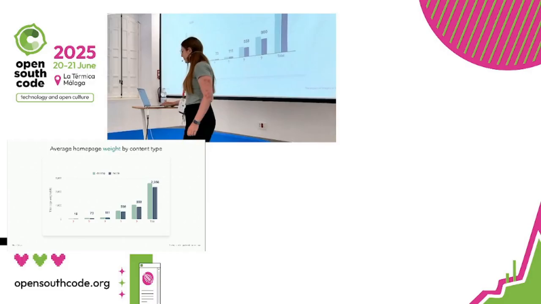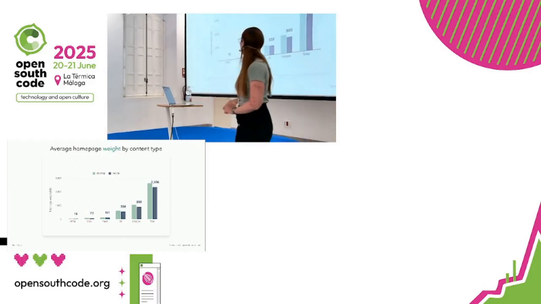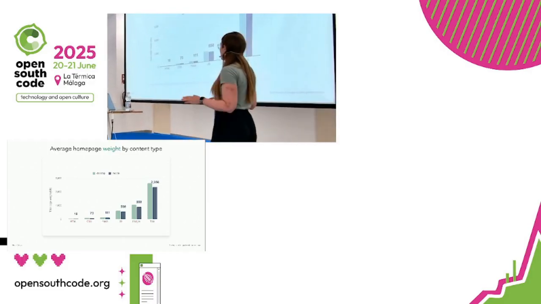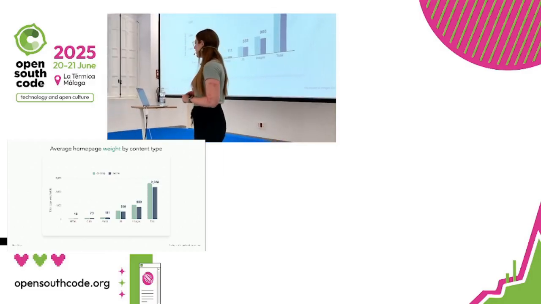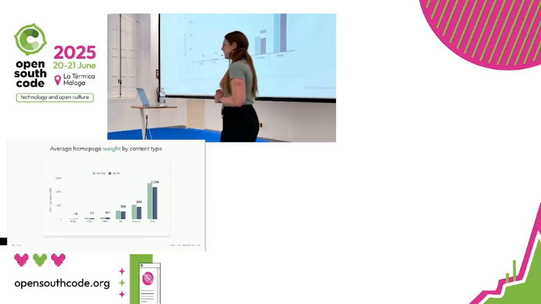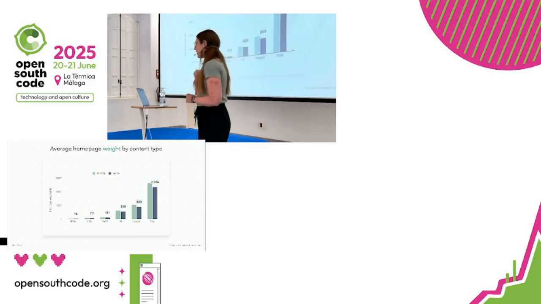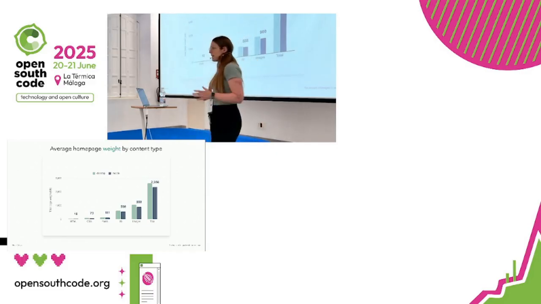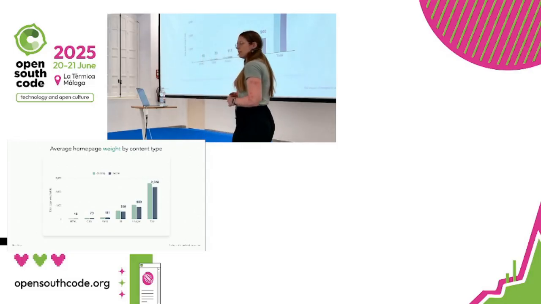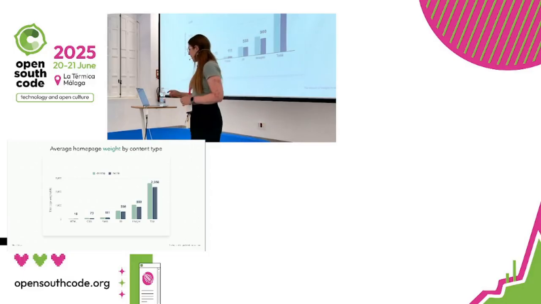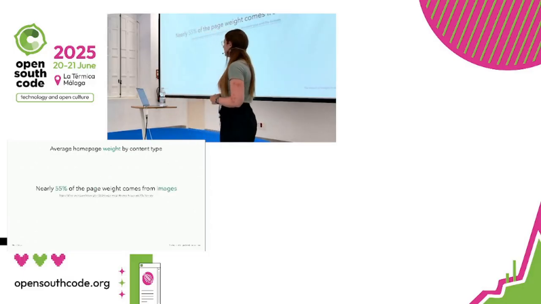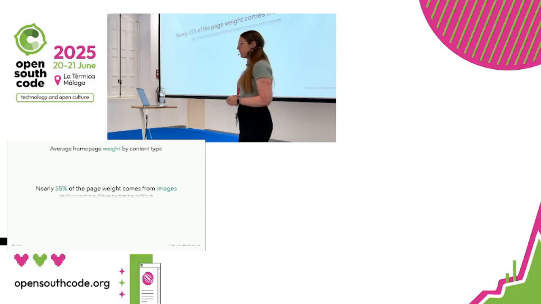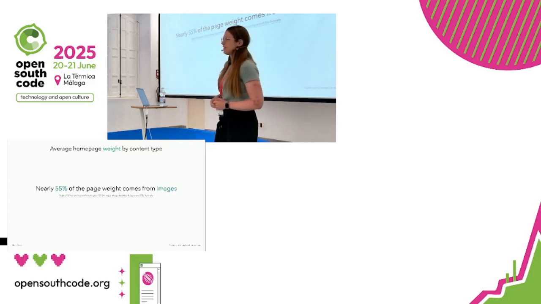Very good, very good. So we have here the content types. We have HTML, CSS, and fonts that take the least amount of space if we compare with JavaScript or images. Actually, images can take an average of 900 kilobytes on mobile and even more on desktops. We can say that nearly 55% of the page weight comes from images. And that's a lot, right?